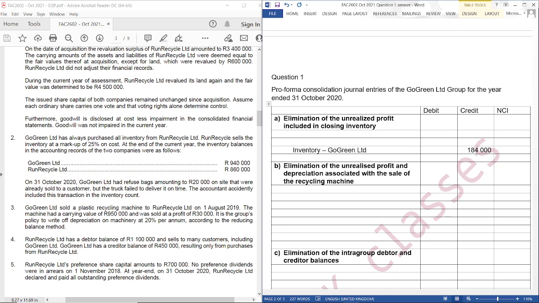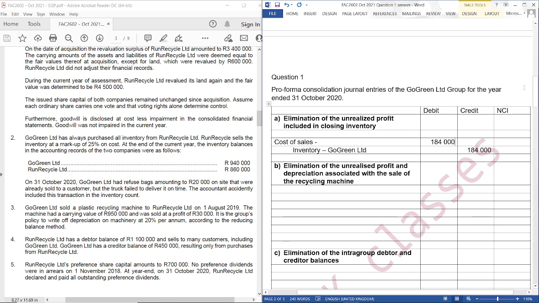Right, then we are going to debit cost of sales. By debiting cost of sales, we are increasing an expense called cost of sales, which means that profit will decrease. So if expenses increase, profit will decrease. So we are decreasing our profit by 184,000 because this is unrealized profit.